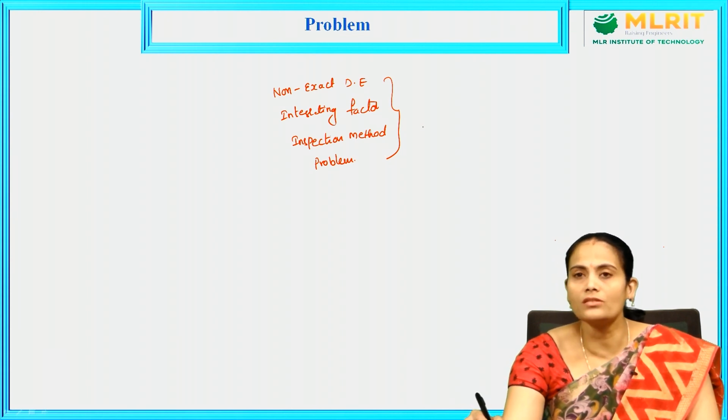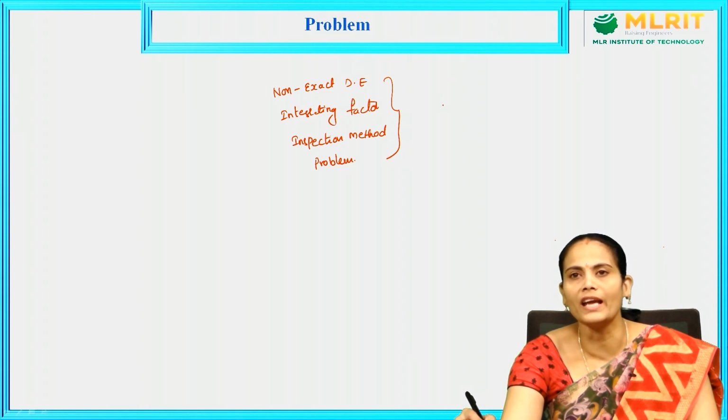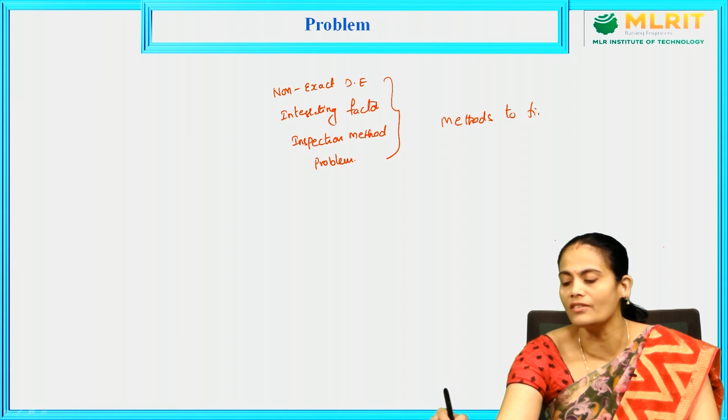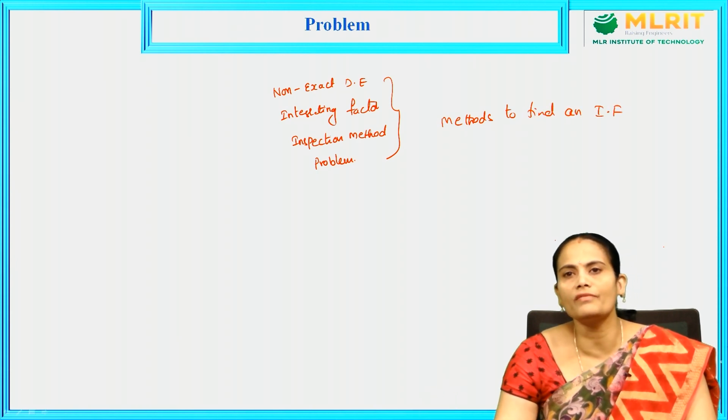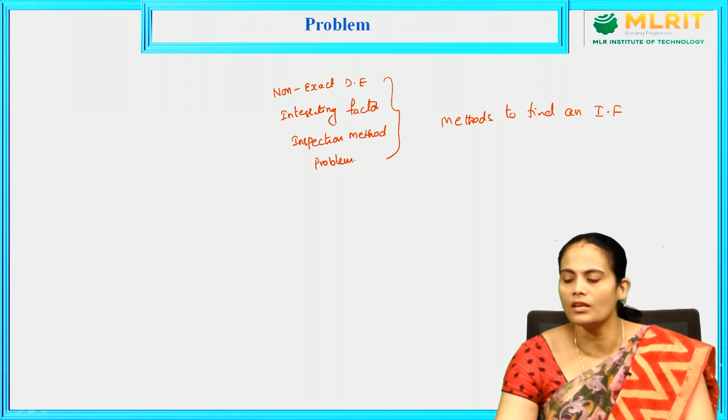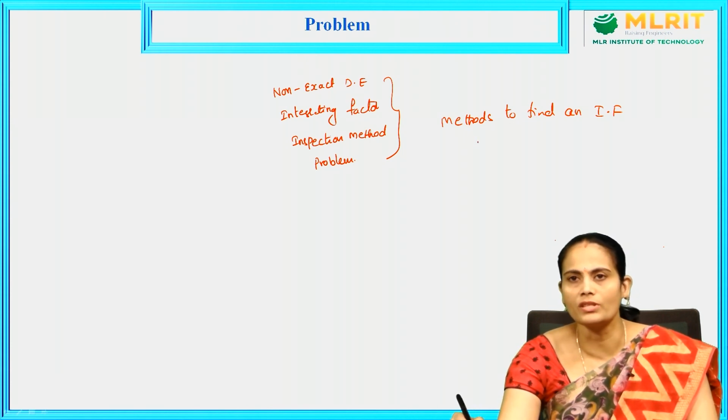So these are the topics we discussed in this session. Next session we will discuss method 2 of finding an integrating factor. Guessing an integrating factor is not always possible in the inspection method, so we use other methods to find an integrating factor. Here we have a total of 4 methods, and we will discuss those methods in the next session.